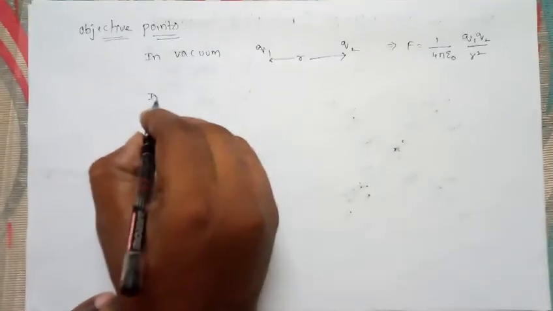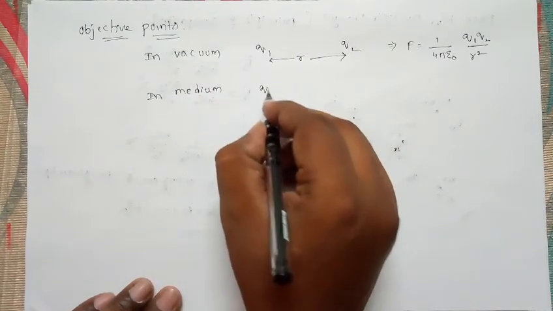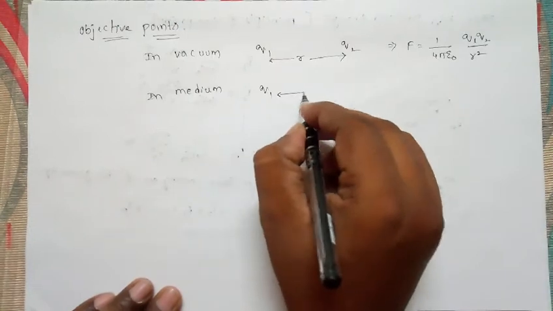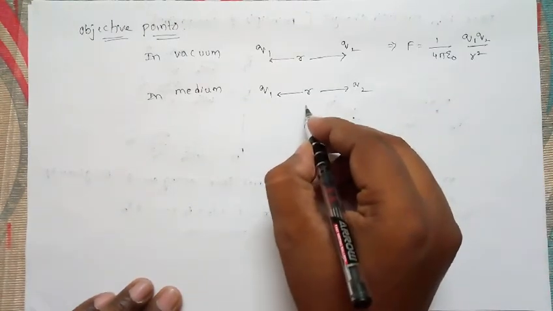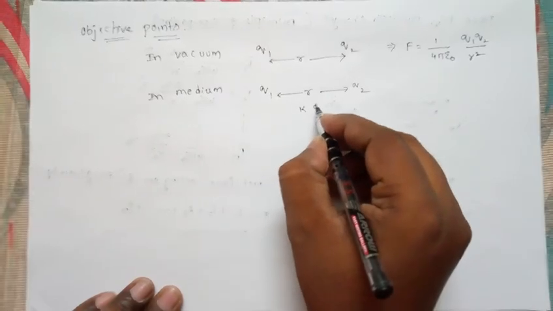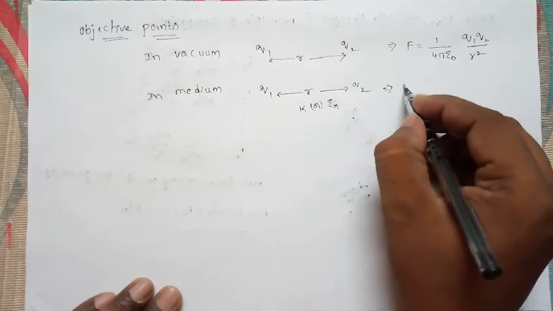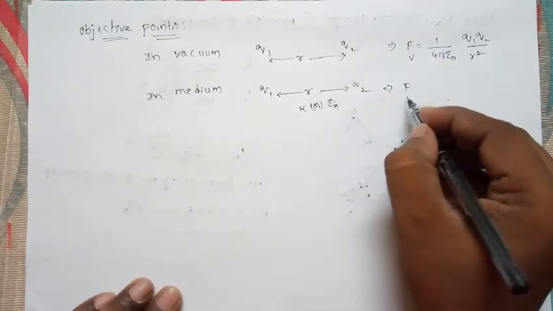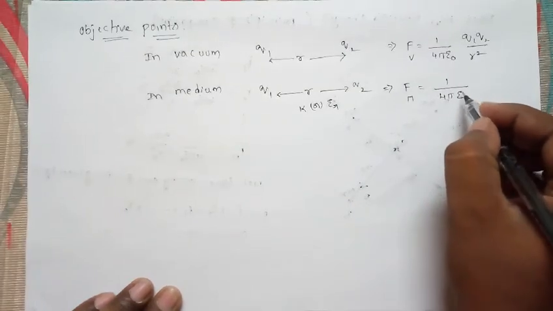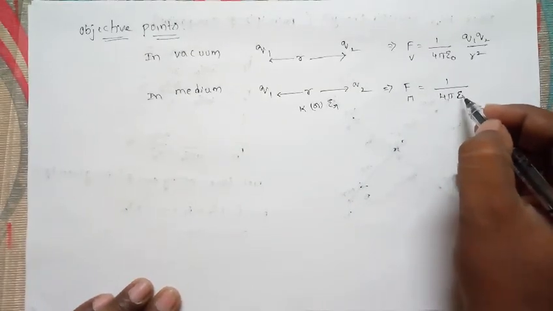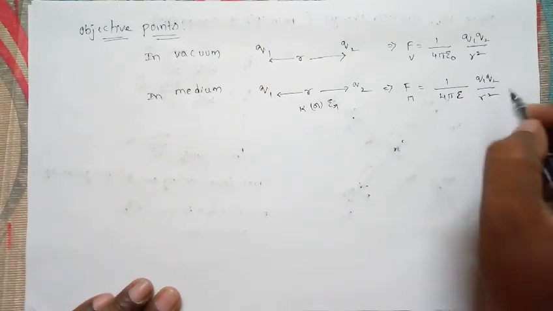Now in any medium, with Q1 and Q2 at the same separation, the dielectric constant is K, which we can also write as epsilon R. F is equal to, we are writing, this is F in vacuum, this is F in medium. It is 1 by 4 pi epsilon, where epsilon is the permittivity of the medium, Q1 Q2 by R square.